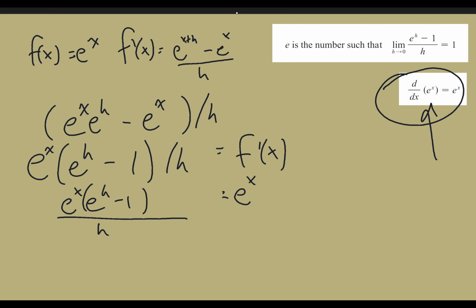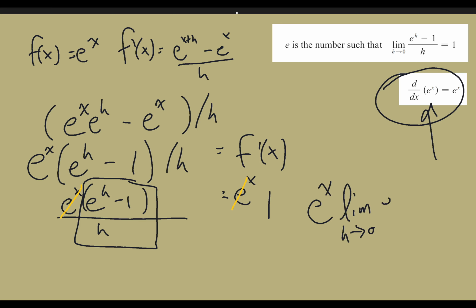We can divide this e to the x out. And you're going to find, of course, e to the h minus 1 over h equals 1. That's what this says here. Okay? And because the e to the x has nothing to do with h approaching 0, you can take it out of the limit, and you can put it like this. E to the x, limit as h approaches 0, like that. See what I mean?